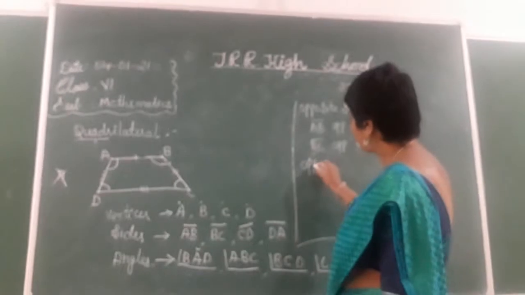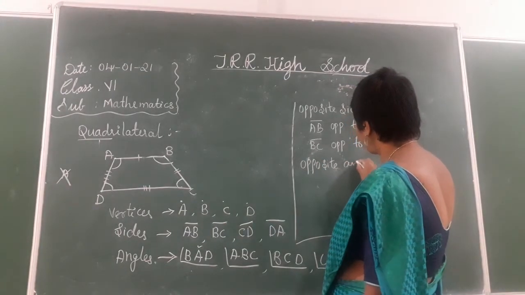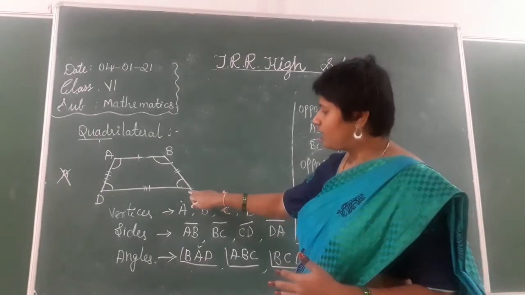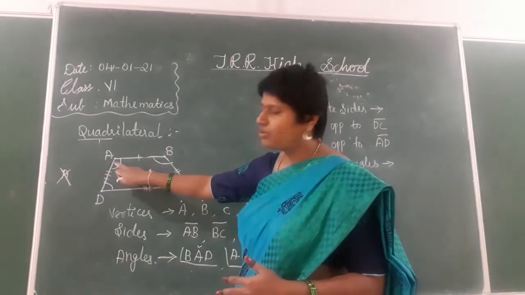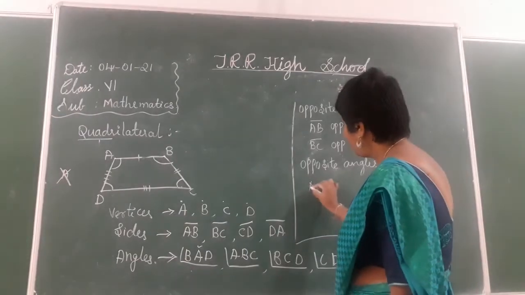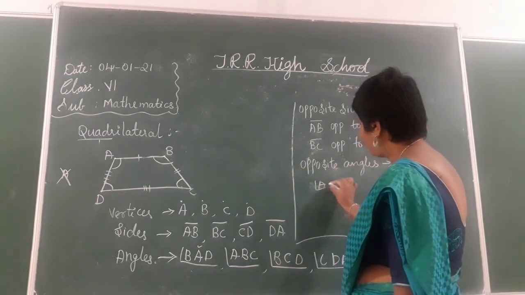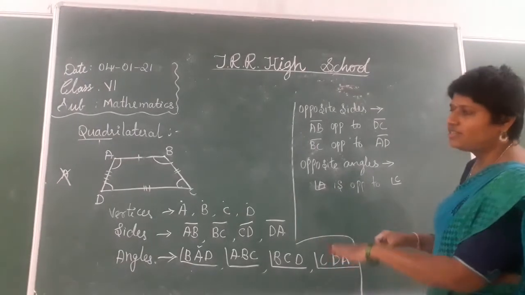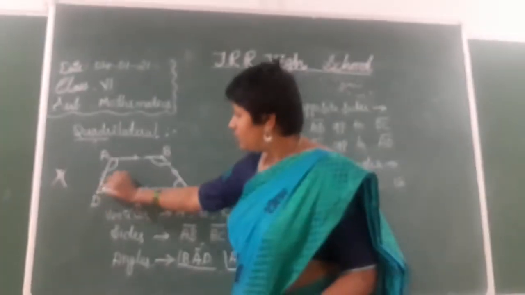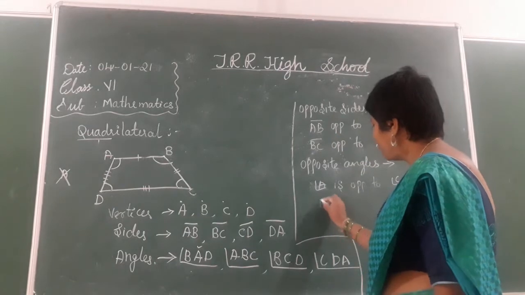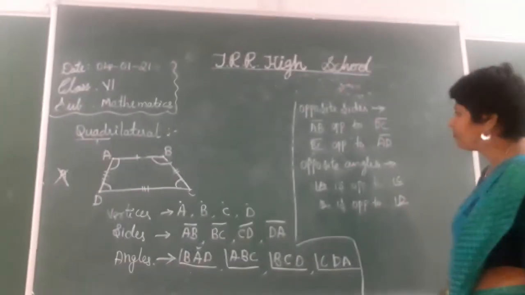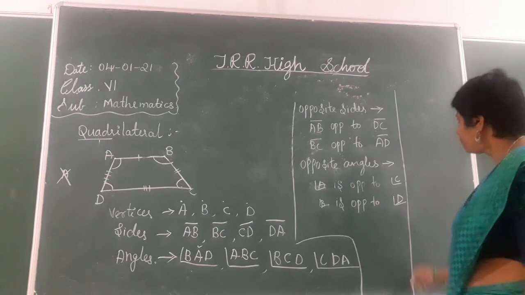Now opposite angles. Angle A is opposite to angle C, or else angle C is opposite to angle A. Now find out the other pair. Angle B is opposite to angle D.